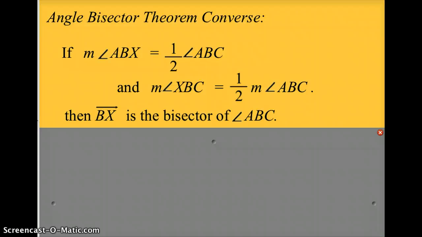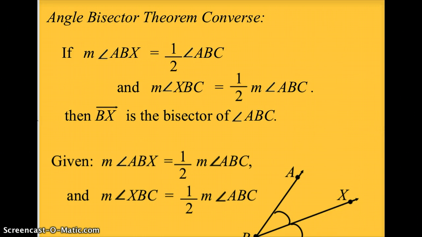Just like we had a converse for the midpoint theorem, we have a converse for the angle bisector theorem. If the measure of ABX is equal to 1/2 of ABC, and the measure of angle XBC is 1/2 of the measure of ABC, then ray BX must be the bisector of the big angle.